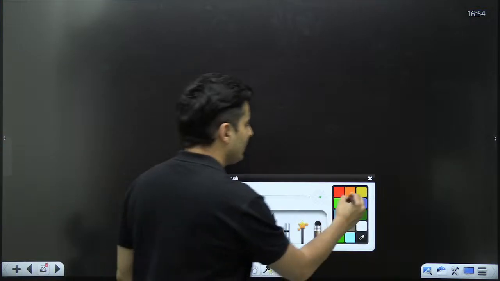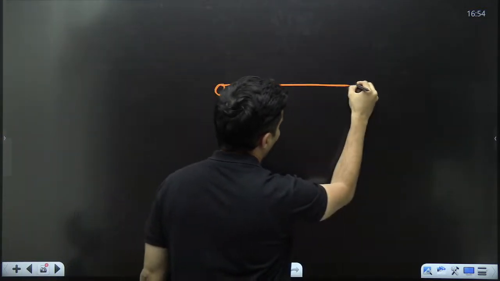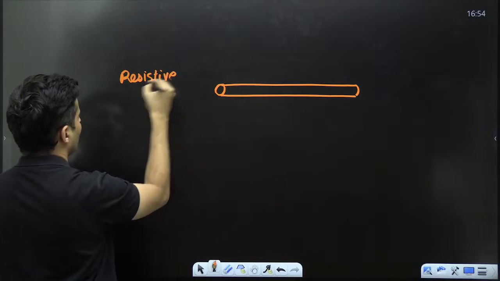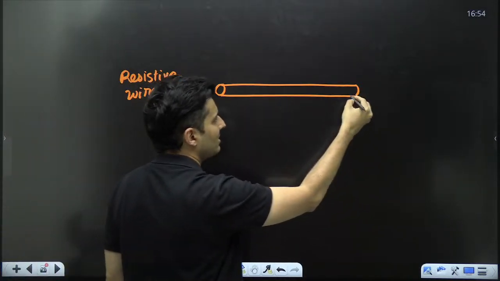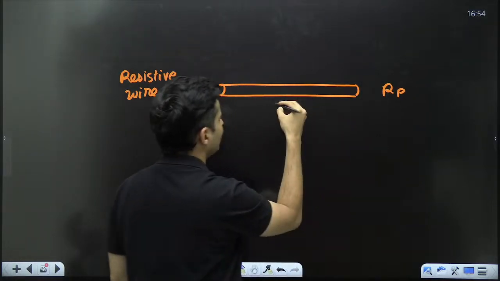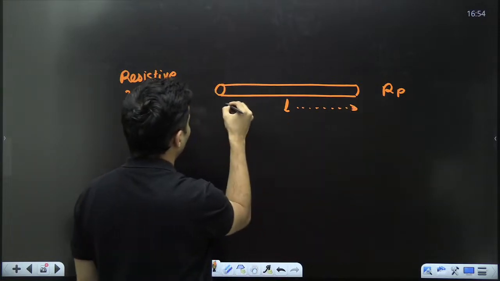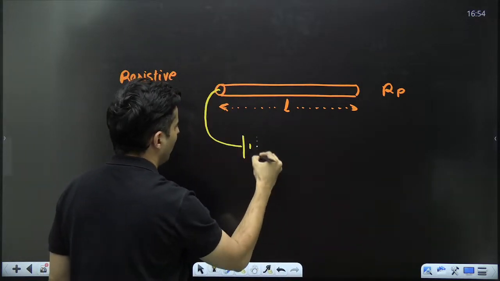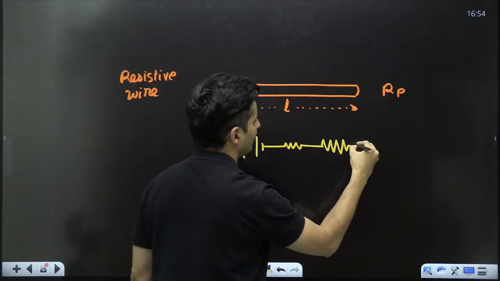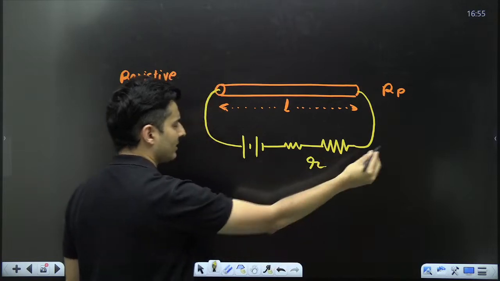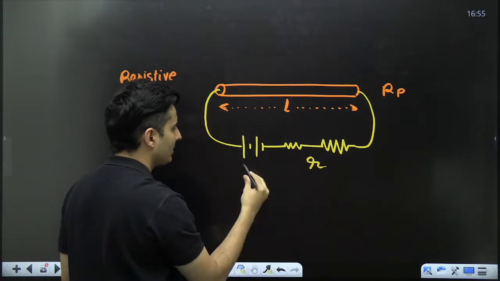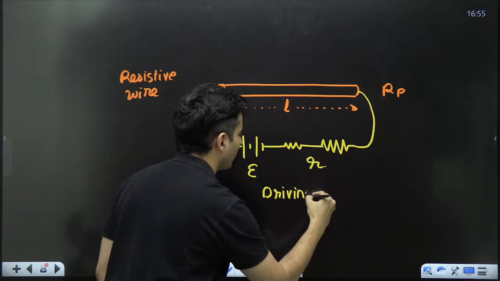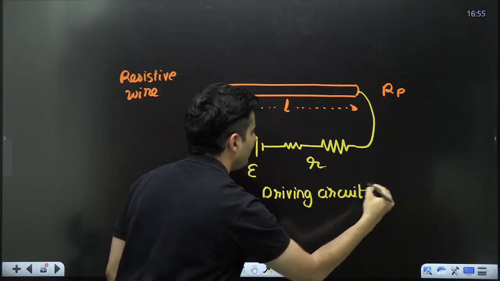Right. So essentially, a potentiometer device has a wire, highly resistive wire. This is a resistive wire, and it has some resistance. Maybe I call it RP. It will have some length also. This is the length of the wire, and this wire is basically connected to a battery, maybe with some internal resistance, maybe some external resistance might be there, and all of that. Totally, I will call that resistance as R. This is the total resistance of the circuit. This is some battery's EMF. This is called the driving circuit.